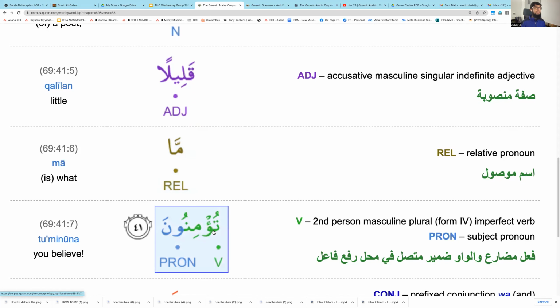Same pattern. See, the ta is for you. Wanun makes it plural, so it becomes you all. And then what do you have in the middle? What's the core? Hamza mim nun. What is Hamza mim nun? That's related to iman. So tu'minun, you all believe.